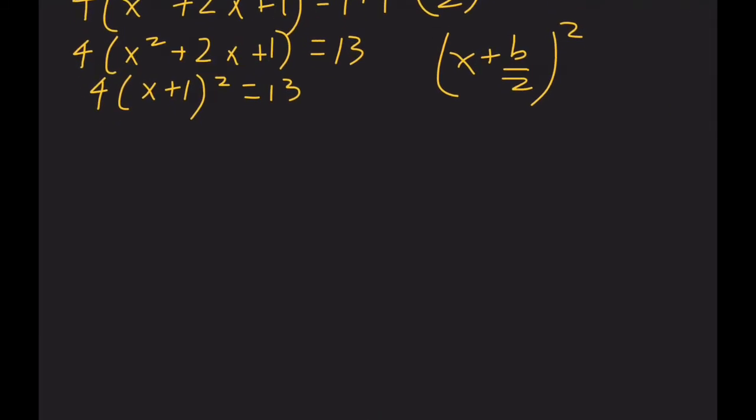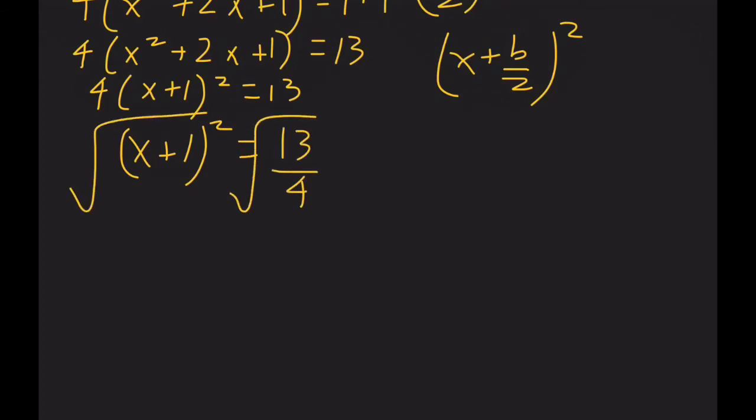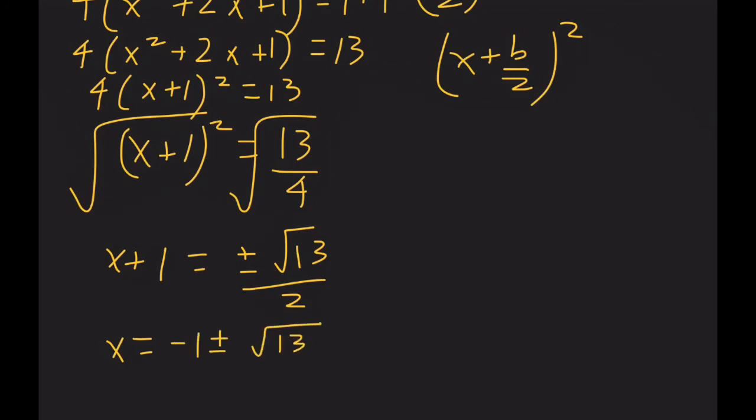Okay, so then we're gonna divide by 4 on both sides, so it'll be (x + 1)² = 13/4. Then we square root both sides. x + 1 = ±√13 / 2. And then to completely isolate x, it's going to be x = (−1 ± √13) / 2.